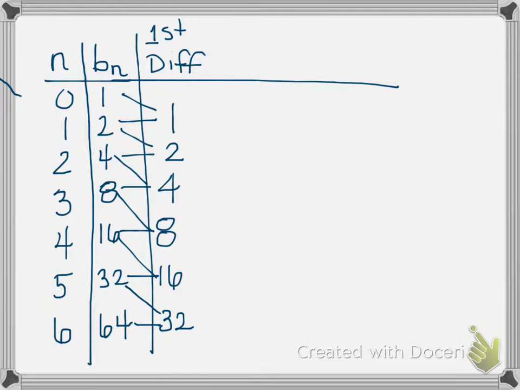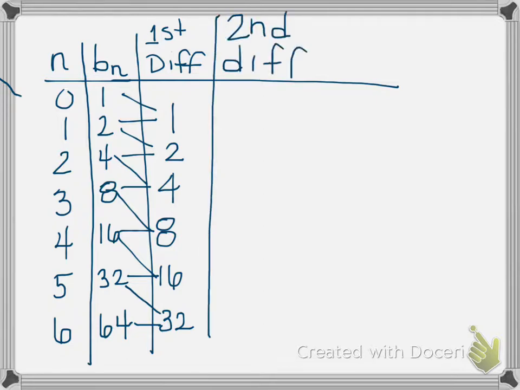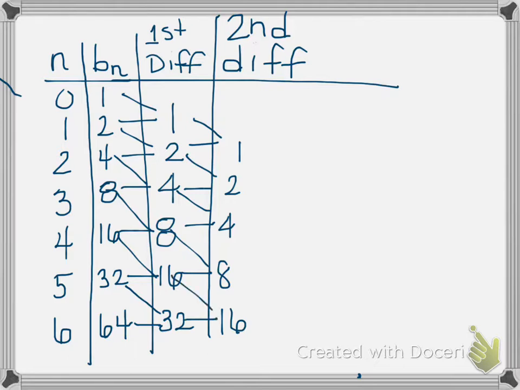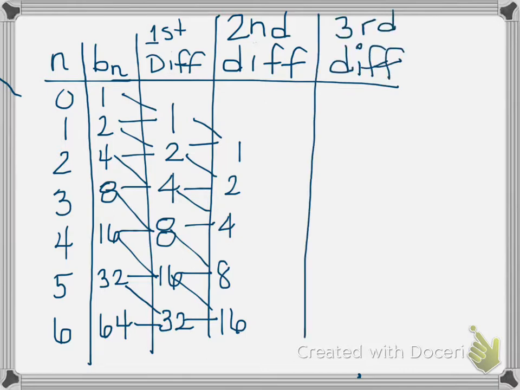Okay, let's try the next column. Second differences means I'm going to take the differences between the first differences. So 2 minus 1 is 1, and so on. 4 minus 2 is 2. 8 minus 4 is 4. 16 minus 8 is 8. And 32 minus 16 is 16. Again, that same sequence is popping up. If we keep going, we're going to get the exact same thing happening.